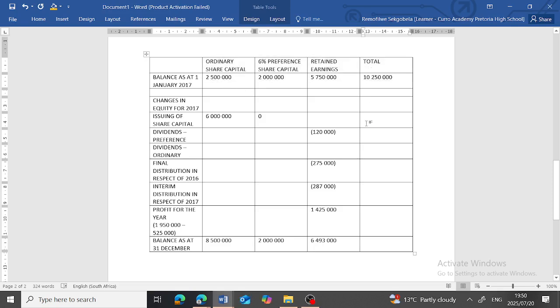And then here it's going to be what? 6 million. And then here it's going to be 120,000. And then here it's going to be negative 275,000. And then here it's going to be negative 287,000. Then here it's going to be positive 1,425,000. Meaning that our totals column here will be 16,993,000 rands, which is this plus this plus this.